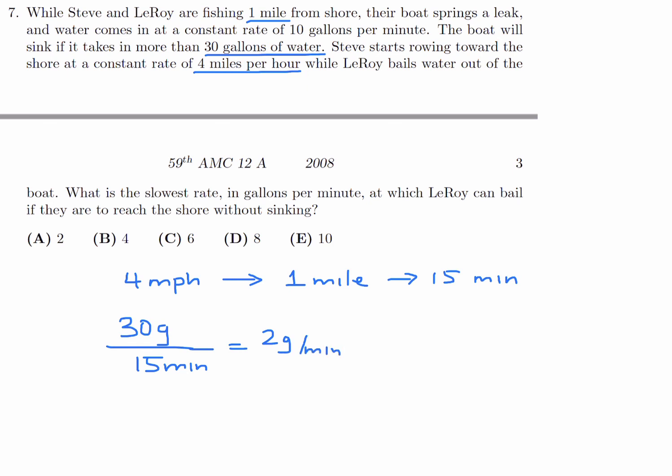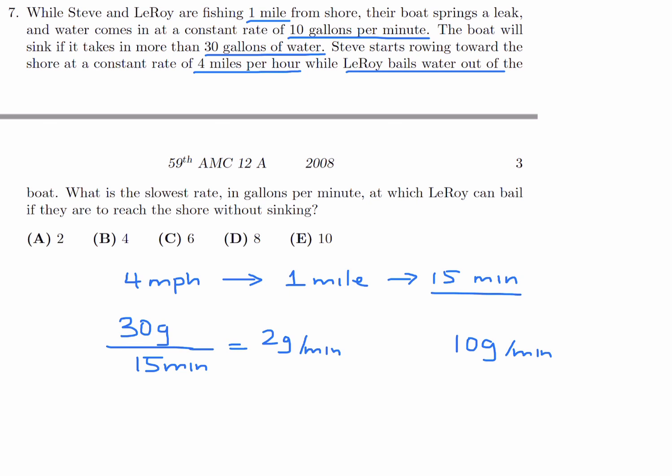So that means 2 gallons per minute is the maximum amount of water that can come in. Now, the rate that the water is coming in is 10. So obviously that's significantly more. They're going to drown. Probably they're going to drown in 3 minutes, right? 10 gallons per minute. So how do I make myself last for 15 minutes? Well, that's where Leroy comes in. He starts bailing water out, which I'm assuming means taking water out, by pail or whatever.